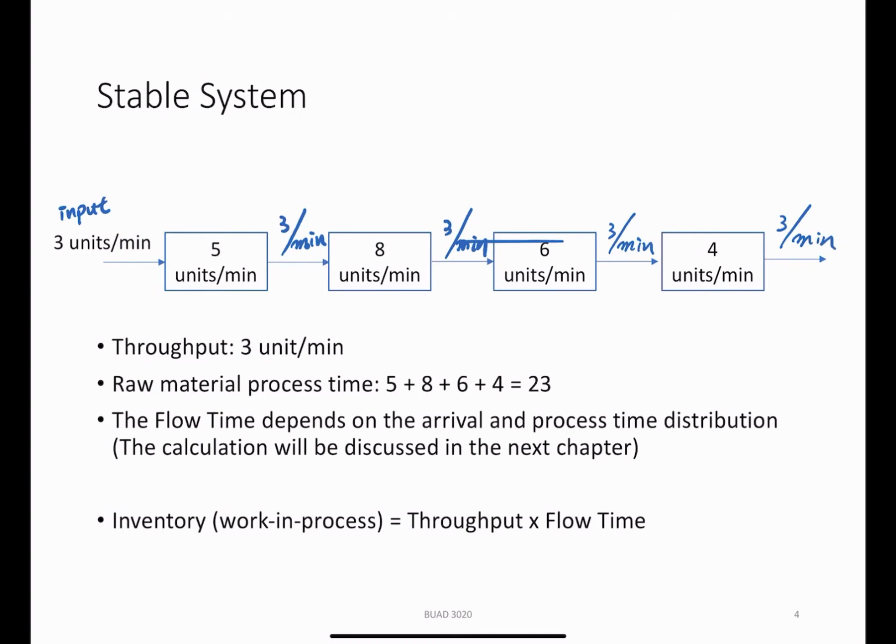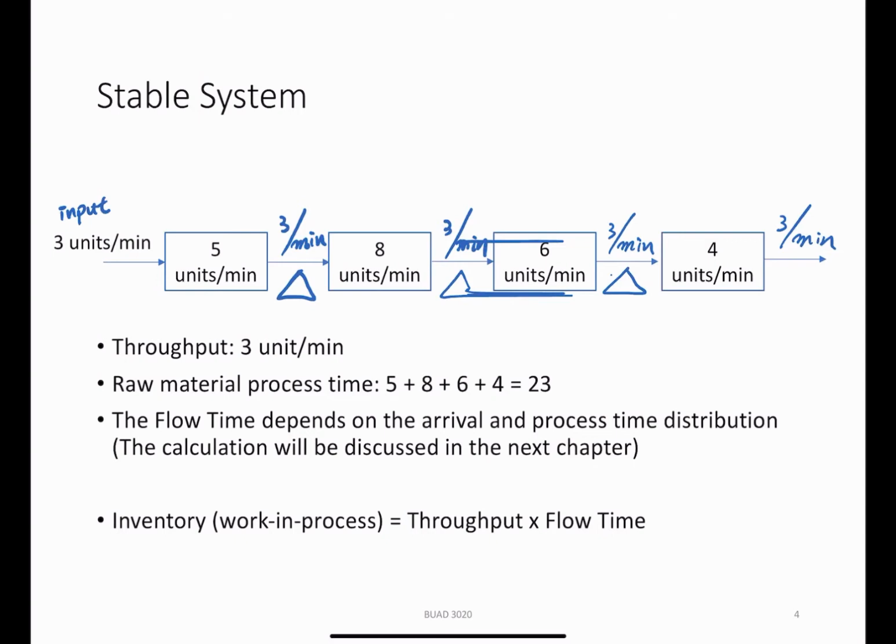The raw material processing time is the time it takes for you to process a material. This does not include the waiting time, so it will be 5 plus 8 plus 6 plus 4. We cannot calculate the flow time at this moment because it depends on the actual distribution of your arrivals and the service time of each station. But sometimes you will have some material sitting between stations waiting to be processed. When you consider those, you will realize that the flow time will be much longer than the raw material process time. Once you know the flow time, you can calculate the work in process.